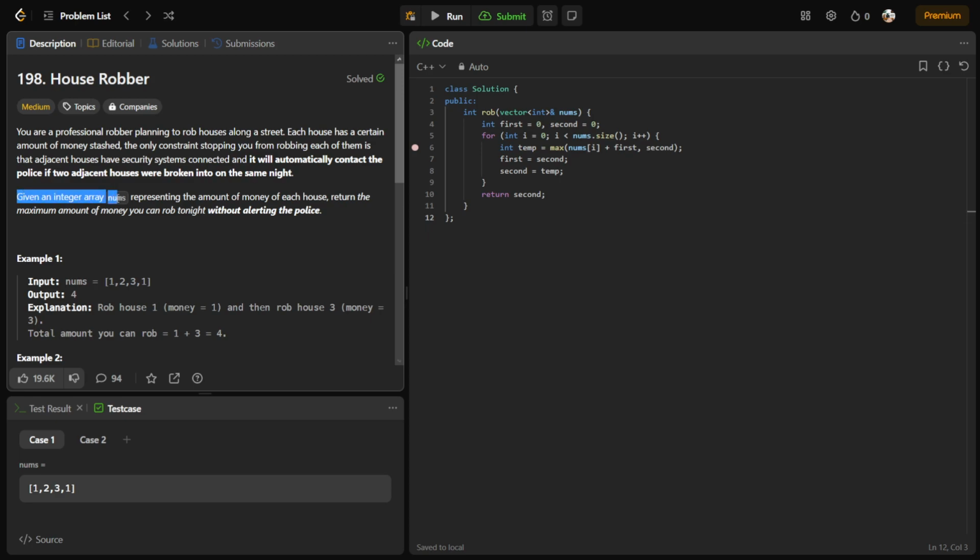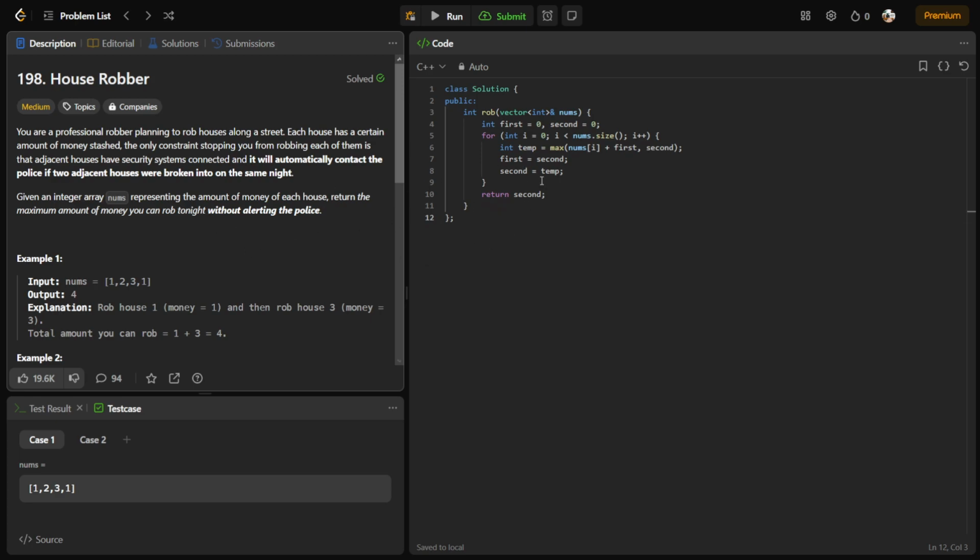So given an integer array nums, which represents the amount of money of each house, we have to return the maximum amount of money we can rob without alerting the police. Basically meaning without robbing adjacent houses.